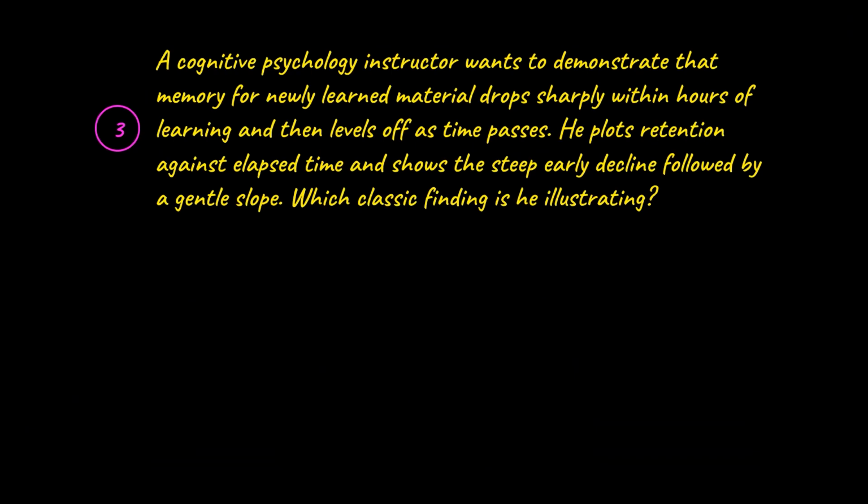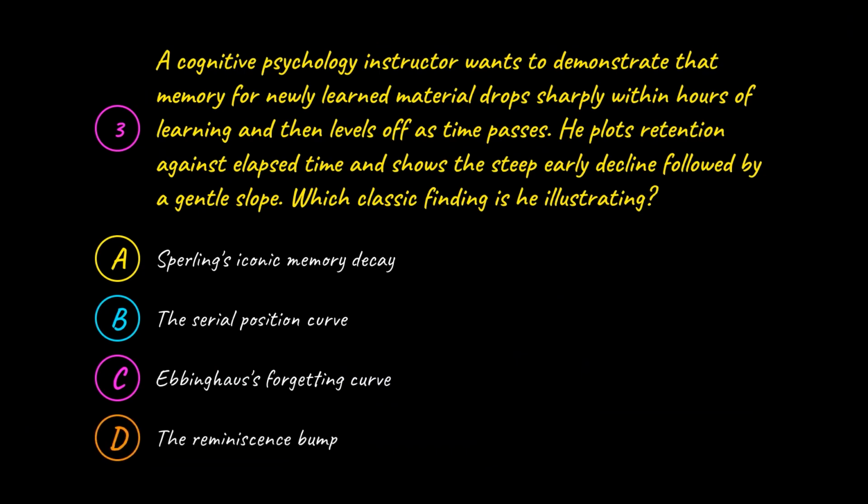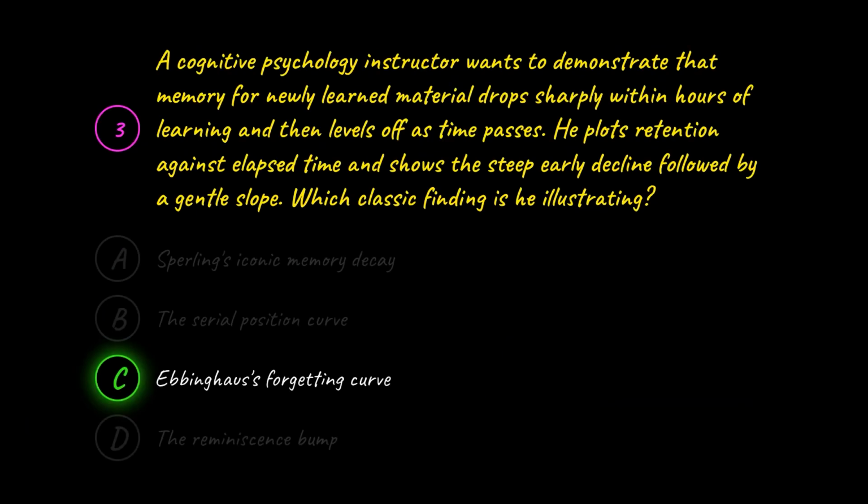Your options are A. Sperling's iconic memory decay, B. The serial position curve, C. Ebbinghaus's forgetting curve, D. The reminiscence bump. Before I reveal it, which one do you think is right? The correct answer is C.